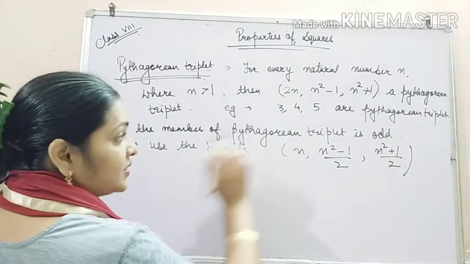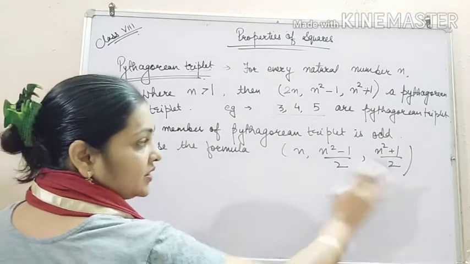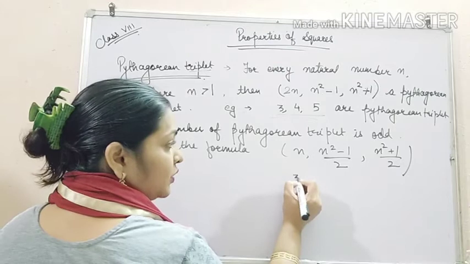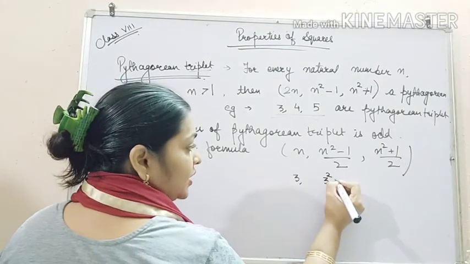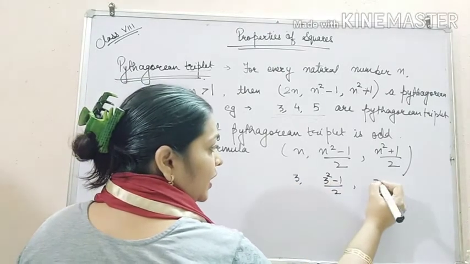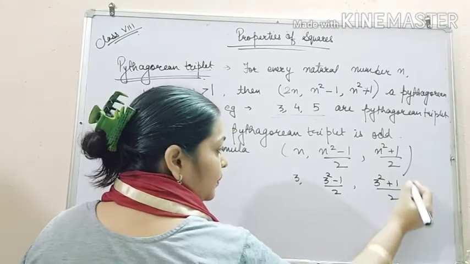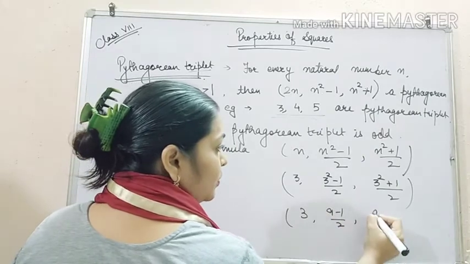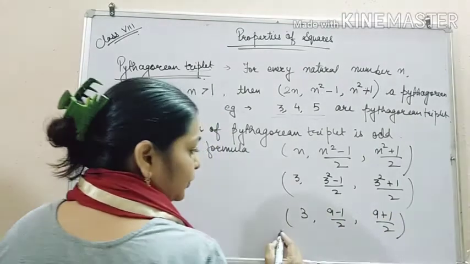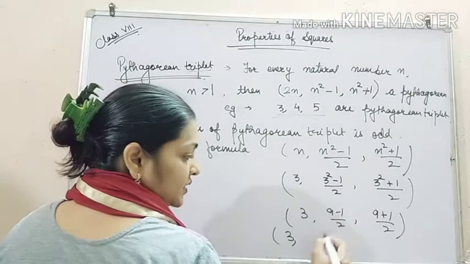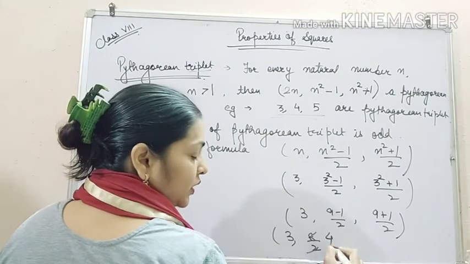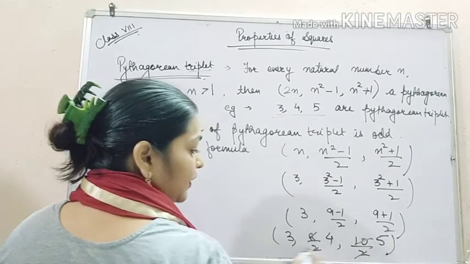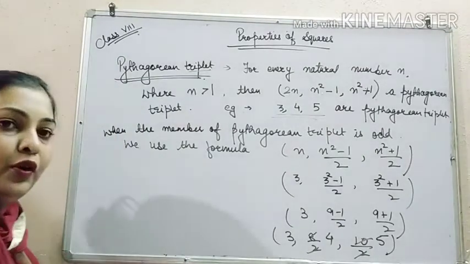Now you can easily substitute the values and check whether this condition is satisfied or not. See, n is equal to 3, here n square. 3 square minus 1 by 2, 3 square plus 1 by 2. It is 9 minus 1, 8 by 2, that is equal to 4, and it will be 10 by 2, that is equal to 5. So we get the numbers 3, 4, 5.